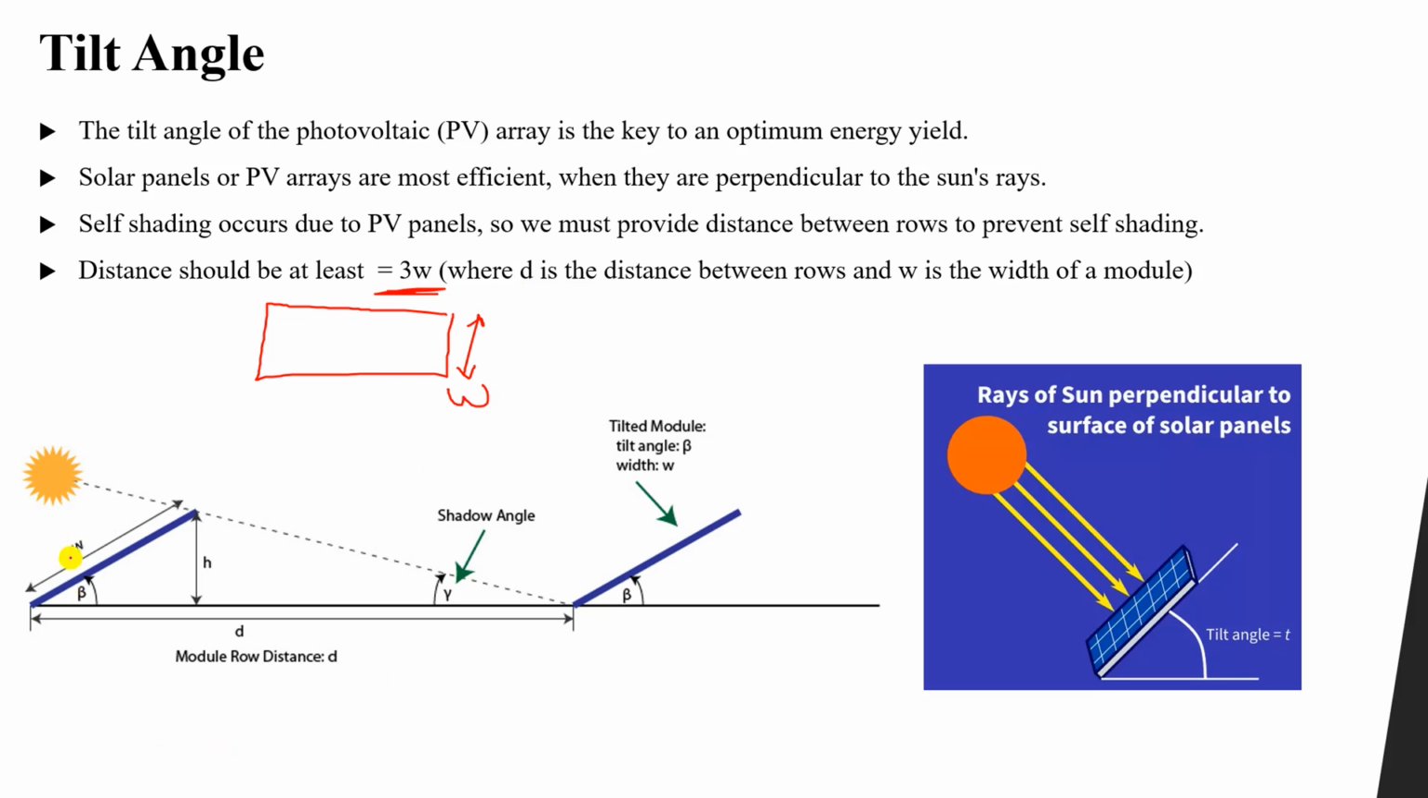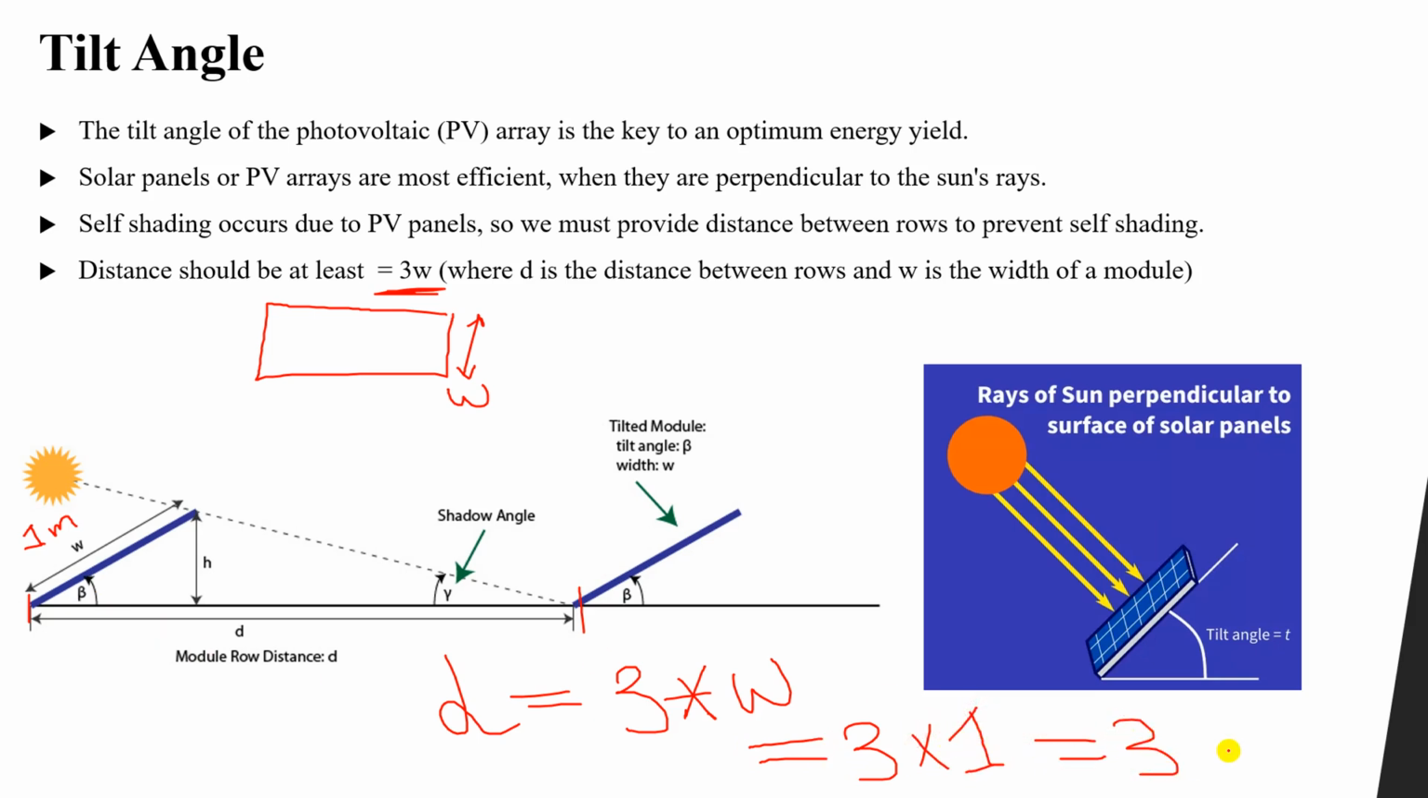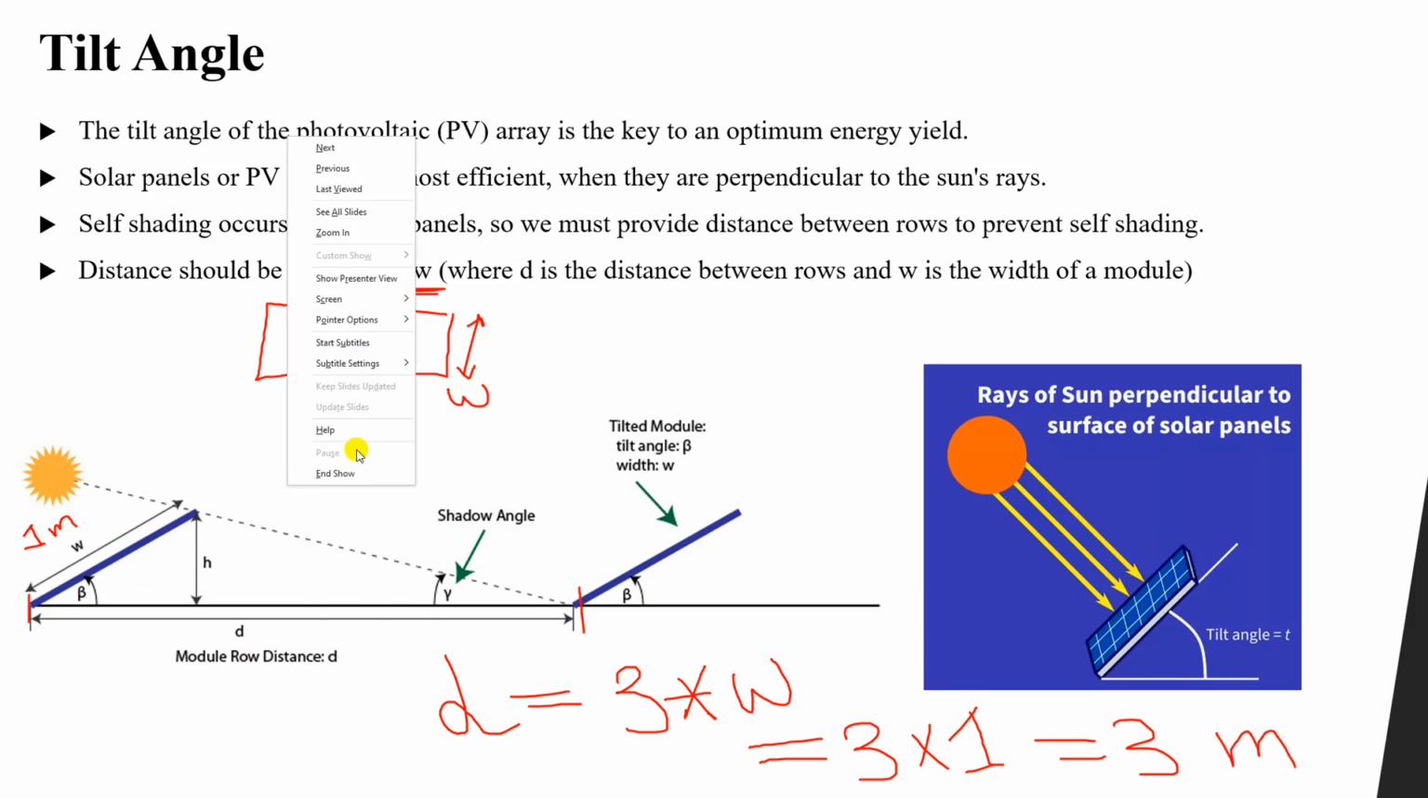So for example, if this width is, let's say, 1 meter, then the distance between each row D will be equal to 3 times W, which will be equal to 3 multiplied by 1 meter of the panel, which is 3 meters. Distance between panels.